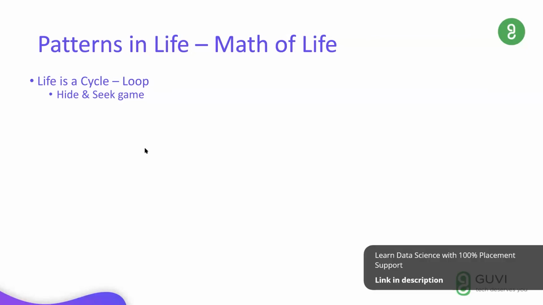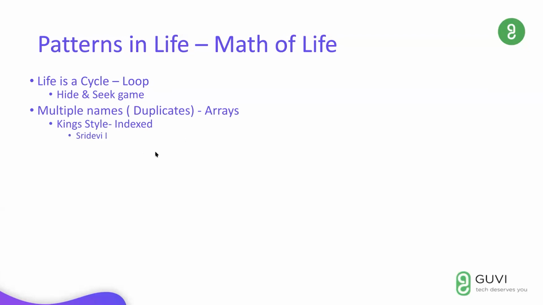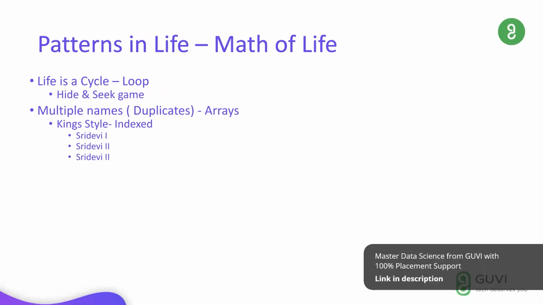The next one is multiple names. For example, we used to have a lot of names in the world. Let's assume there is a king's style of naming: Sridevi 1, Sridevi 2, Sridevi 3, like Raja 1, or a lot of Ashoka 1, Ashoka 2, like that we'll have it, right? So that is called indexing. So we index the king's name or the family name, and then we start with it.